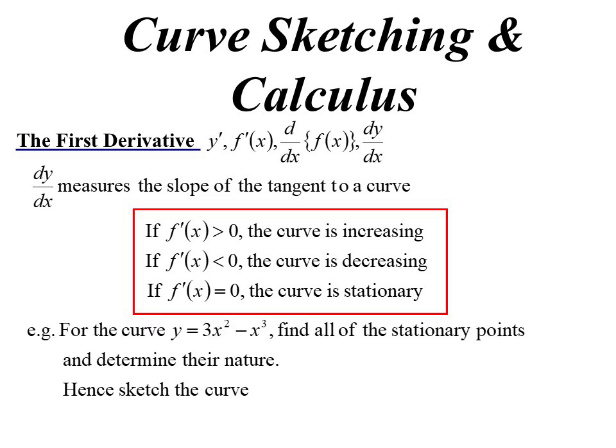We've got the curve y equals 3x squared minus x cubed, so some sort of cubic. We're going to find our stationary points. We're going to determine what type of stationary point they are, and then we're going to give a very rough sketch. All we're going to use is the first derivative for this. There's my first derivative, 6x minus 3x squared.